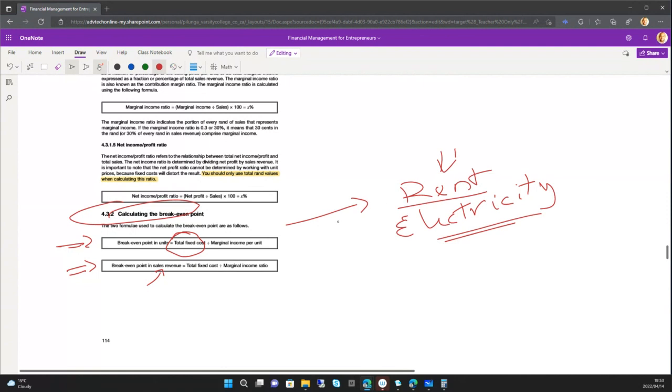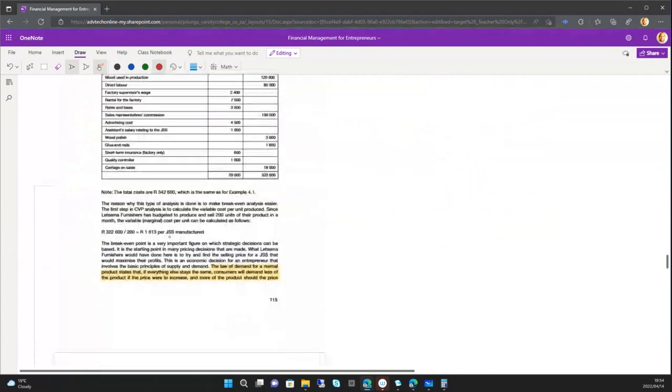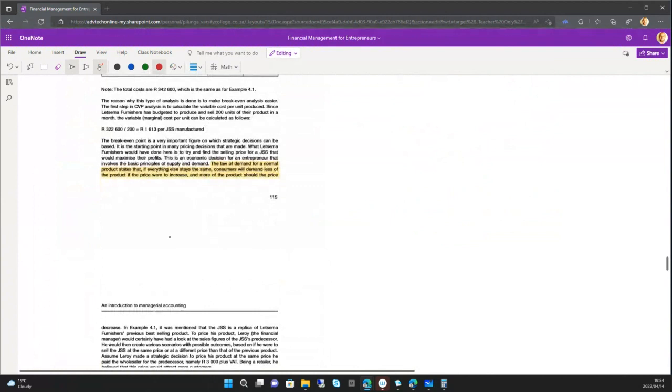And so we take this fixed cost that is constant, we divide it by the marginal income per unit. Very important. Marginal income per unit. And if we want to find the revenue, we divide the total fixed cost by the marginal income ratio. Play with these formulas. I understand them, but I will be limited in the level of explaining this to you.